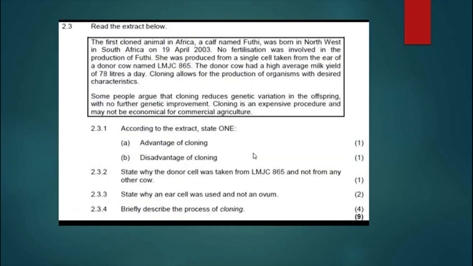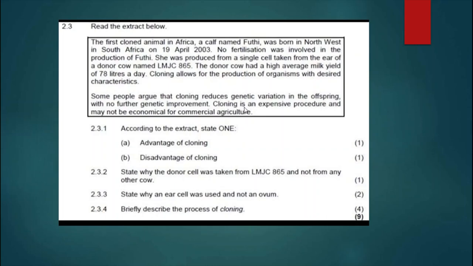So now let's look at the next set of questions. They say, according to the extract, state one advantage of cloning. Cloning allows the production of organisms with desired characteristics. So if they say according to the extract, please go back to the extract and take out your answer there. Copy your answer from the extract, because if you write an answer that you knew from the process of cloning that is not here in the extract, you'll get it wrong. Now, another one, disadvantage of cloning. They mentioned genetic variation. They mentioned that cloning is an expensive procedure, so you should write those two.